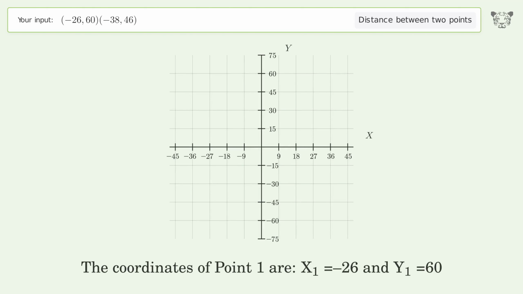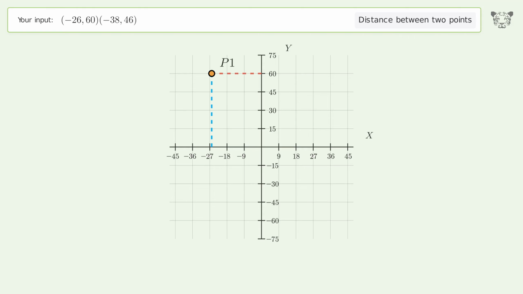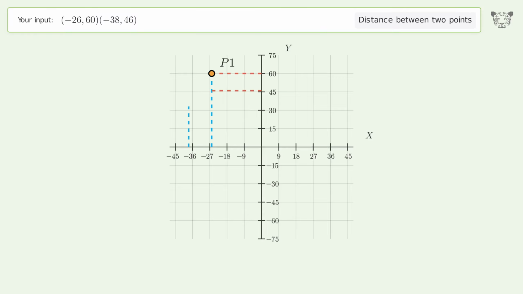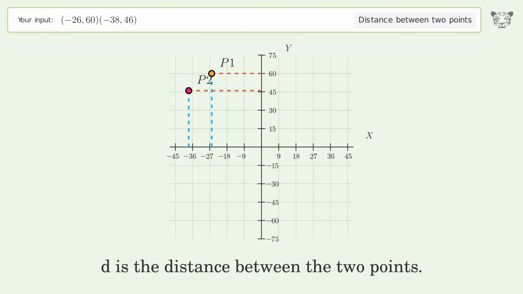The coordinates of point 1 are x1 equals -26 and y1 equals 60. The coordinates of point 2 are x2 equals -38 and y2 equals 46. D is the distance between the 2 points.